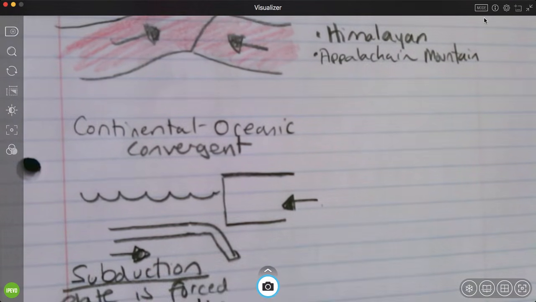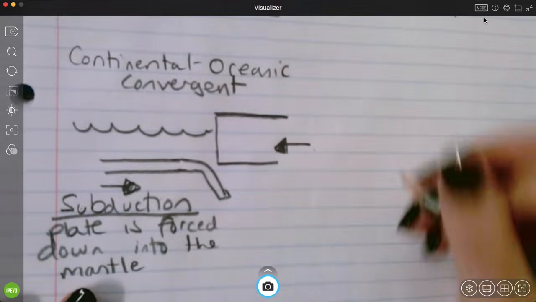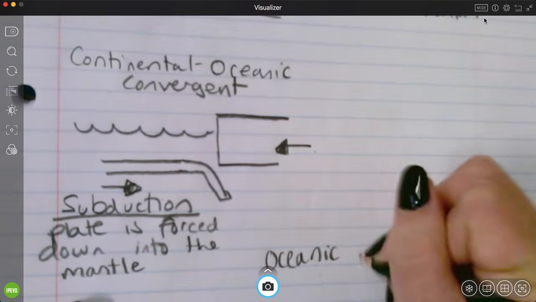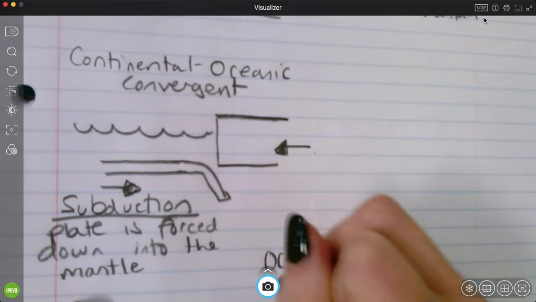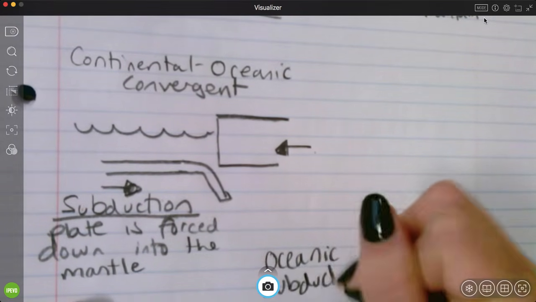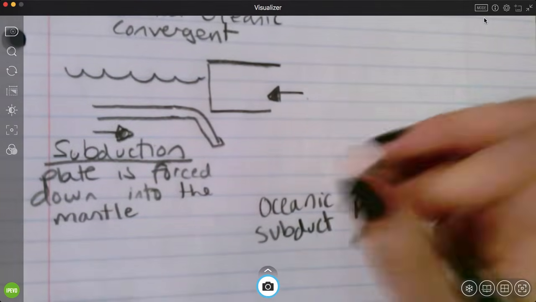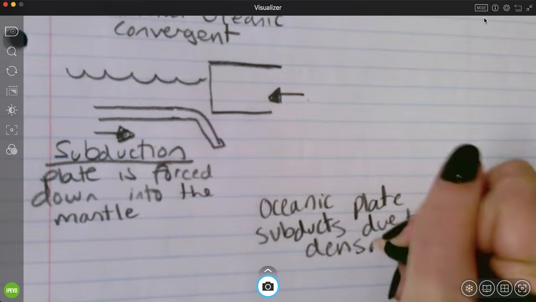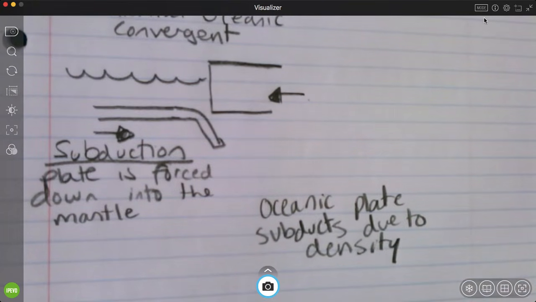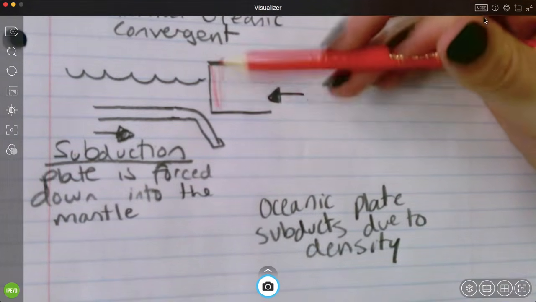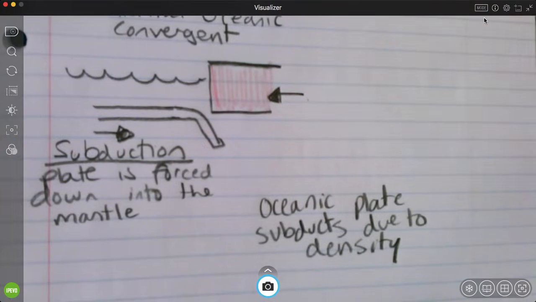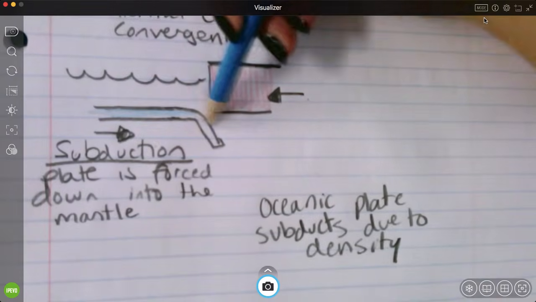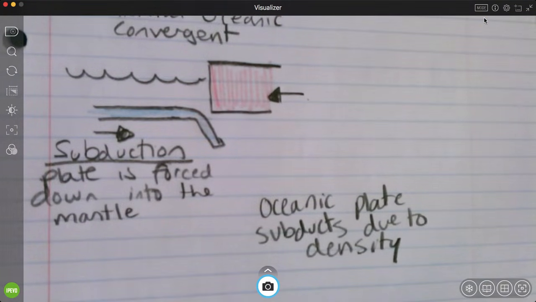All right? And I'm going to write this over here to the side: the oceanic plate subducts because it's dense. It's always going to be the denser plate. Dense things want to sink. Oceanic plates subduct due to density. So I'm going to color my stuff in real fast so you know which one is which. So there's a couple really interesting things that happen here.